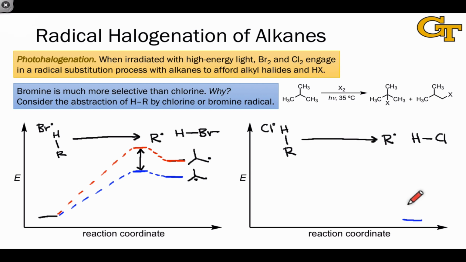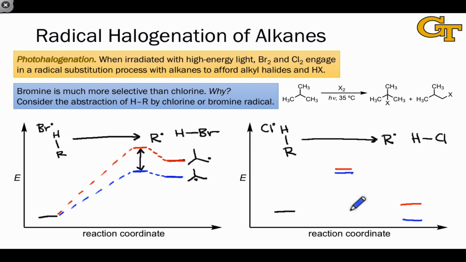The tertiary radical, whose pathway I'm going to draw in blue, remains considerably more stable than the primary radical. However, now this step is approximately thermoneutral, and we can see this if we look at the bond dissociation energies. The H–R bond, or H–carbon bond, is similar in BDE to the H–Cl bond. Now the transition states for these steps are much closer to halfway between the reactants and the products.